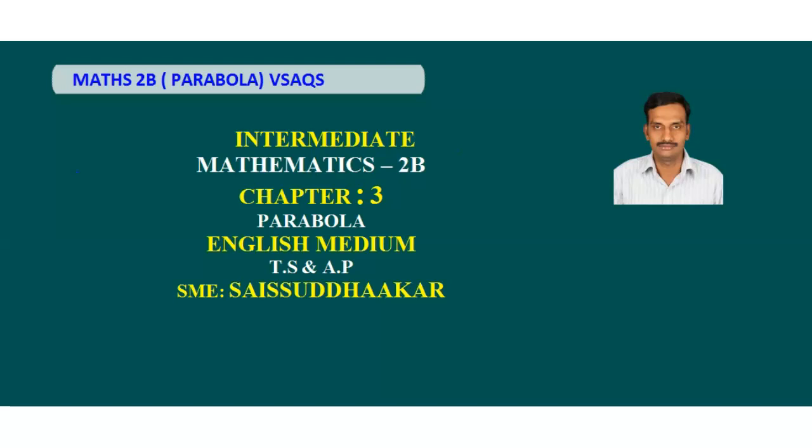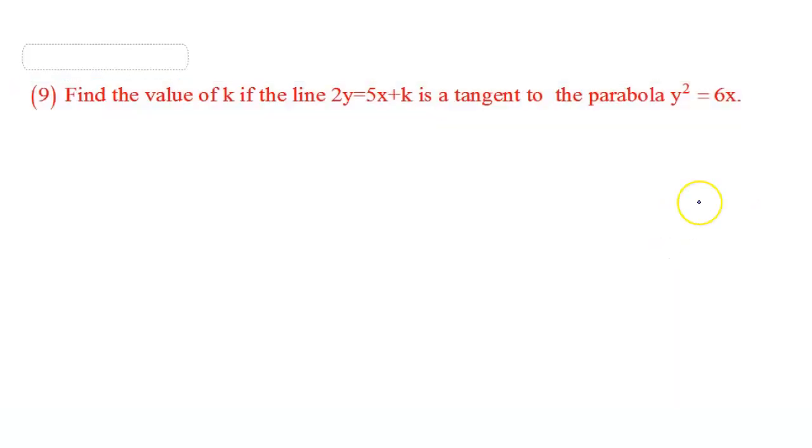Now go for the next question. Find the value of k if the line 2y is equal to 5x plus k is a tangent to the parabola y square is equal to 6x. In the beginning we took one formula: y is equal to mx plus c is a tangent to the parabola y square is equal to 4ax, then the condition is c is equal to a by m.